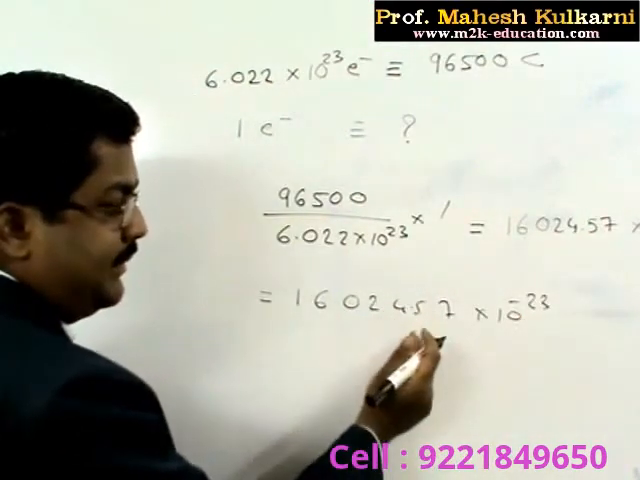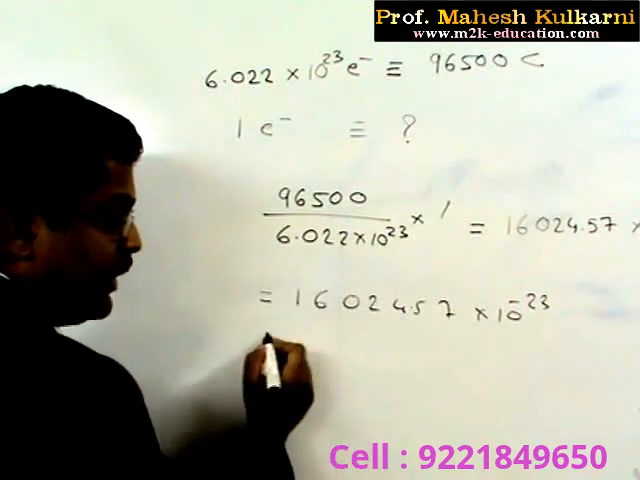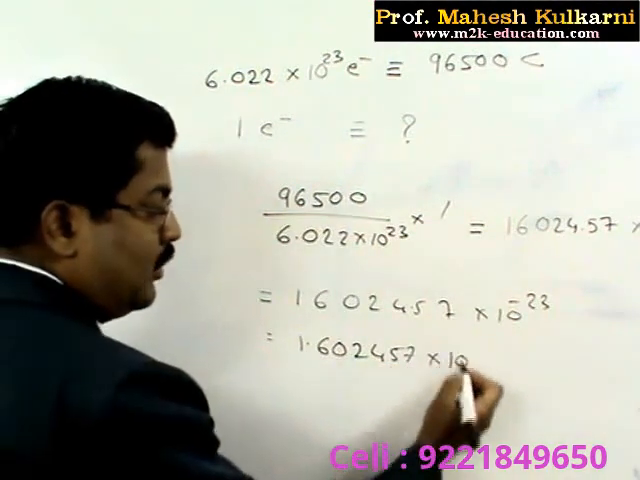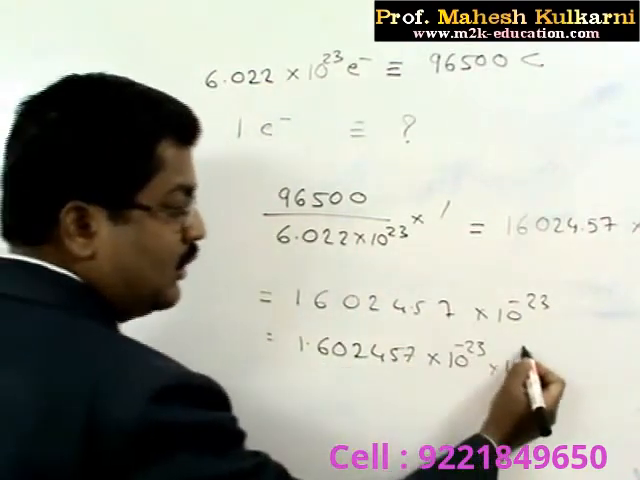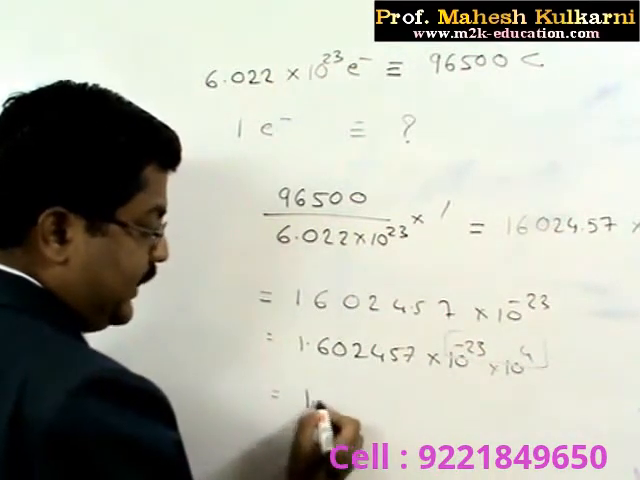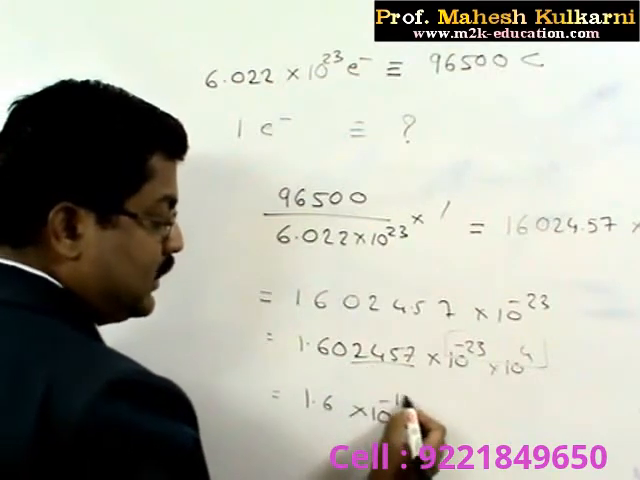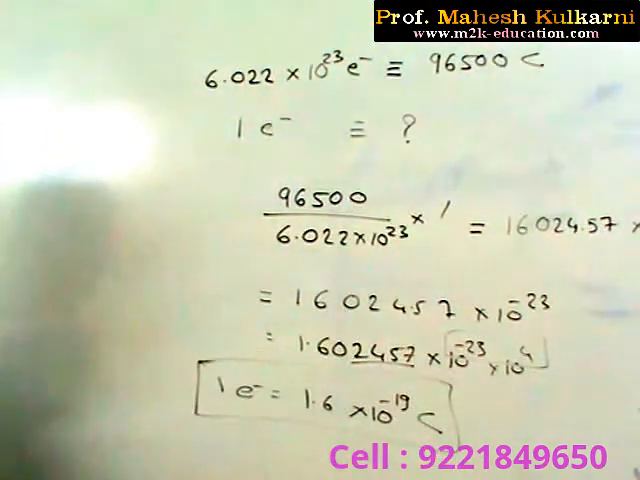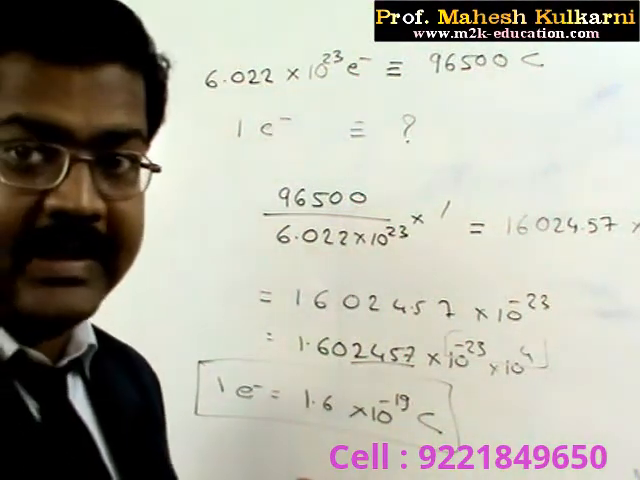I have to shift this decimal till here, that means 1, 2, 3, 4. So I have to shift this decimal 4 places. So I can write into 10 to the power of minus 23, and we have shifted 4 places, so that gets me a total of minus 19. So we have the answer as 1.6, ignoring the rest, into 10 raised to minus 19 coulomb. So this is the charge on 1 electron. This way we can find the charge on 1 electron on this basis.